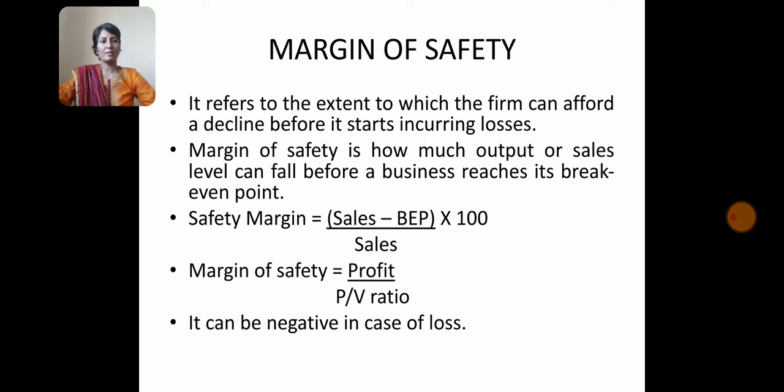So sales minus BEP divided by sales into 100. So sales is 250, BEP is achieved at the 150 units. So 250 minus 150 divided by 250 into 100 gives 40%. This means that the firm which is now selling 250 units of the product can afford to decline sales up to 40%.